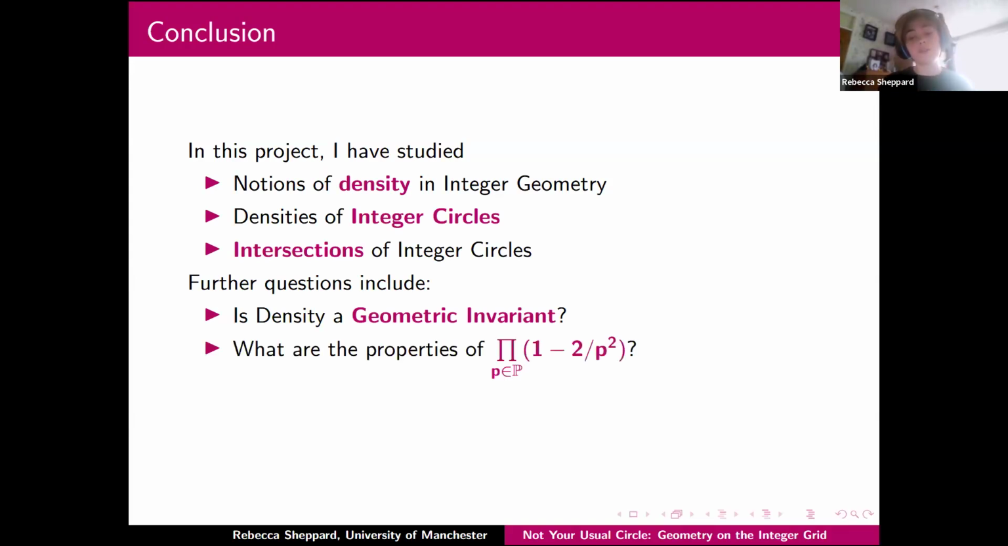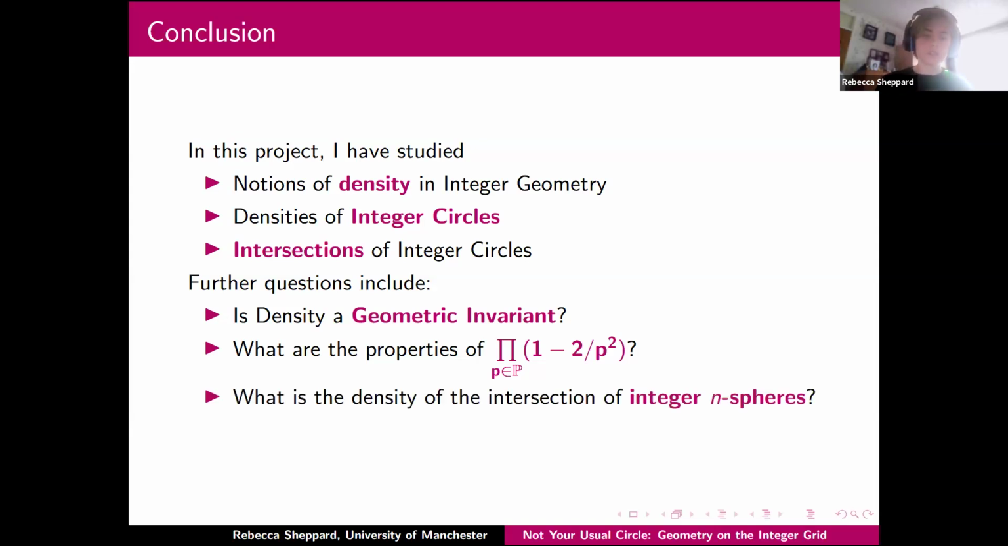What are the properties of this number here? Can we express it in a different way? That's the product for p in the prime numbers of 1 minus 2 over p squared. That's the irrational coefficient. Similarly, we can look to see if there's a similar irrational coefficient for other numbers of intersecting circles, which we have done some work around. And we can consider the high dimensional case. So we consider what the density of the intersection of integer n spheres is.